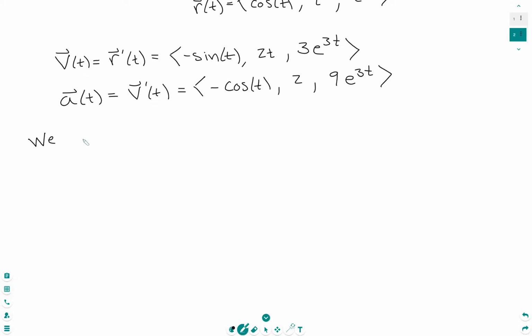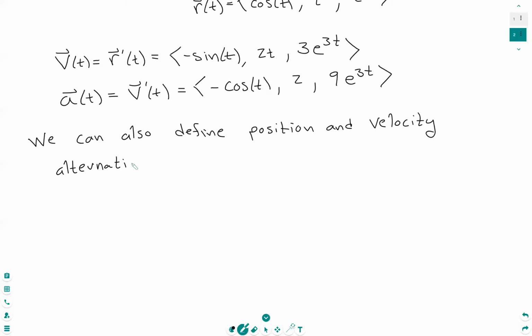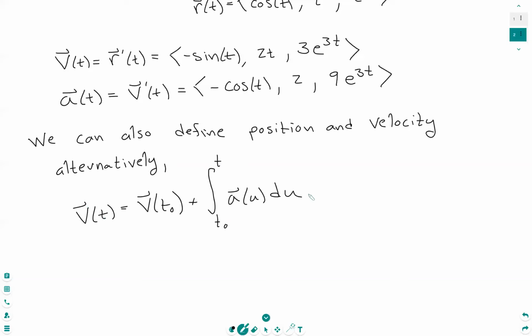So now we can also define position and velocity alternatively, and define the velocity as the velocity at some time t naught plus the integral from t naught to some given time t of the acceleration u du.